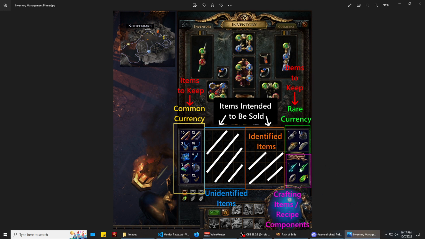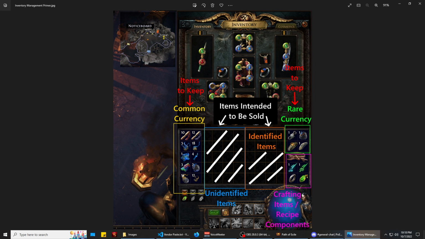And then I'll also use the right side for items I want to keep for later that I can't use now. Say, for example, I have a 4-link, but I don't have the required level for it yet. I might keep that on the right side of my inventory. Because it's on the right side of my inventory, I'll know that it's identified already, and it might be something that I want to keep.